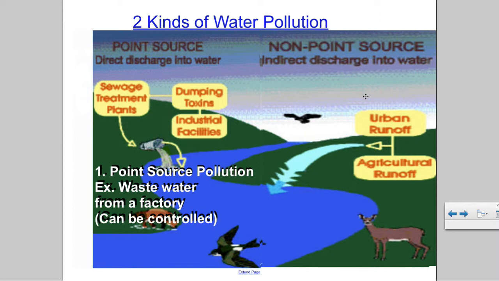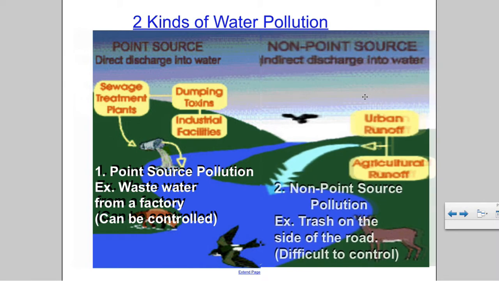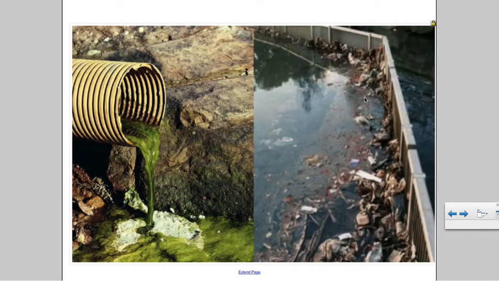A non-point source is indirect discharge into the water, and it comes from things like urban runoff and agricultural runoff. This means you cannot point to the source. This would be like trash on the road that filters into the ocean, and this is very difficult to control. Here would be your point source. We can follow this back to the factory that it's coming from. And this is your non-point source. We cannot identify exactly where this trash has come from.